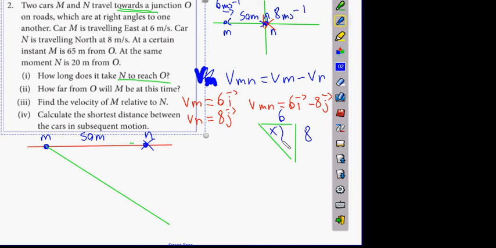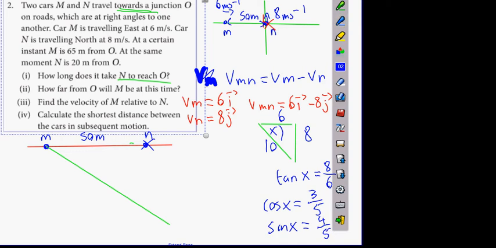Tan x. What is tan x then? Yeah, 8 over 6. If I do Pythagoras' theorem, guess what I'm going to get? 64 plus 36, 100, root 100, 10. So that means that cos x will be adjacent over hypotenuse, 6 over 10, which is 3 over 5. And sin x is going to be 8 over 10, which is 4 over 5.